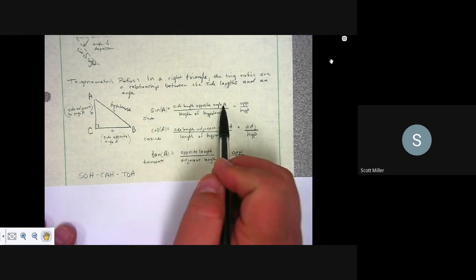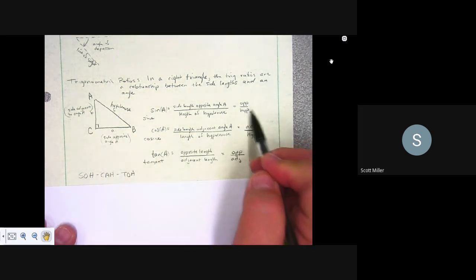The sine of angle A, its ratio is defined as the side length opposite angle A. So here's angle A up here. The side length opposite that would be over here across the triangle from it, divided by the length of the hypotenuse, which is the longest side of the right triangle. Okay? And we can remember that as opposite over hypotenuse. Opposite length over the hypotenuse length.